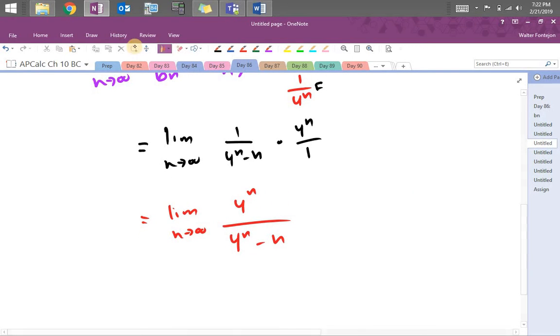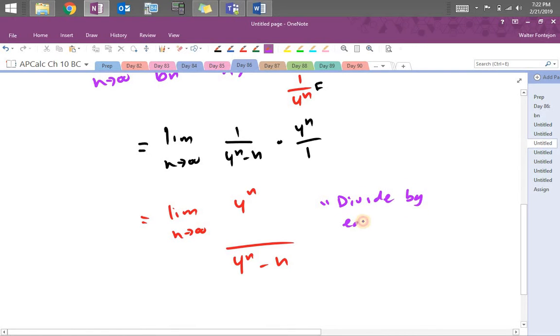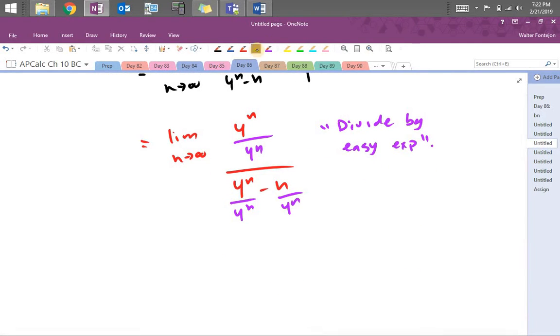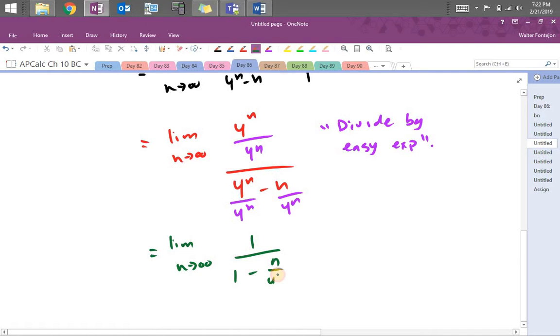From pre-calc, especially chapter 12 that we did last semester, I remember that the rule for the exponential is that we want to divide all the terms by the exponential. So I'm going to divide all of these by 4 to the n, even this one, 4 to the n. Here's what I have: the limit as n approaches infinity of 1 over n divided by 4 to the n.